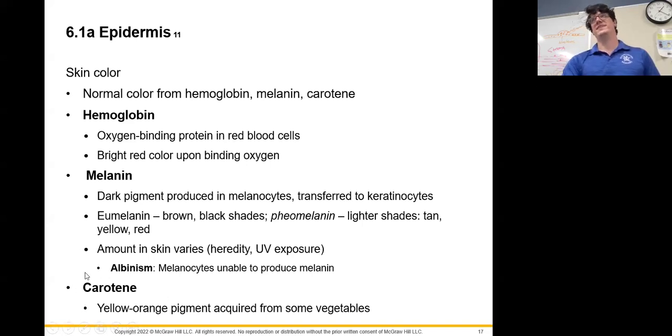Now, another one is keratin. So keratin is a protein pigment that's going to be found in some vegetables. It's particularly found in things like tomatoes and carrots, thus carotene. Like it says, yellowish orange.